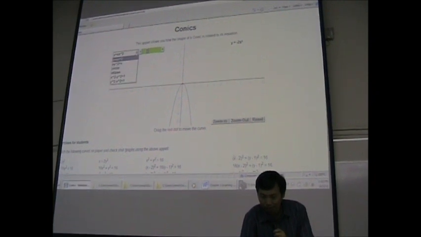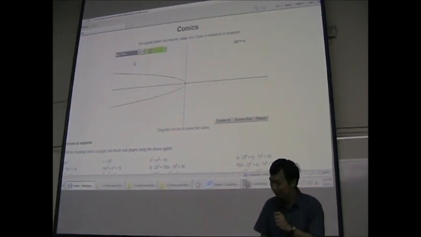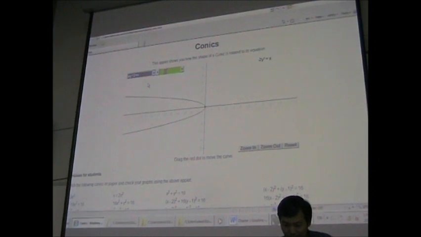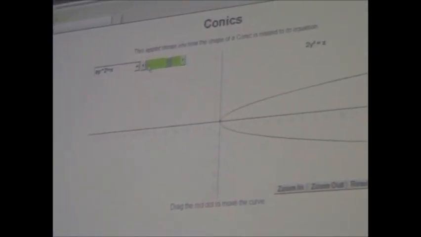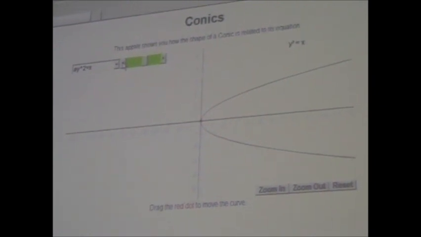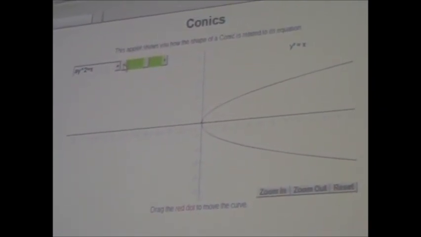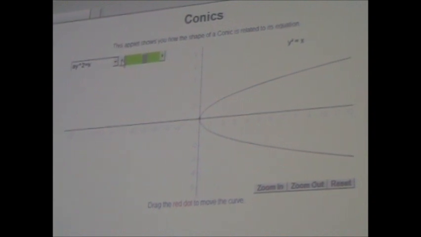Okay, then the other type is when it's sideways. This is the form x equals a y squared. A common one is y squared equals x, or y equals plus or minus the square root of x. The graph looks like this.